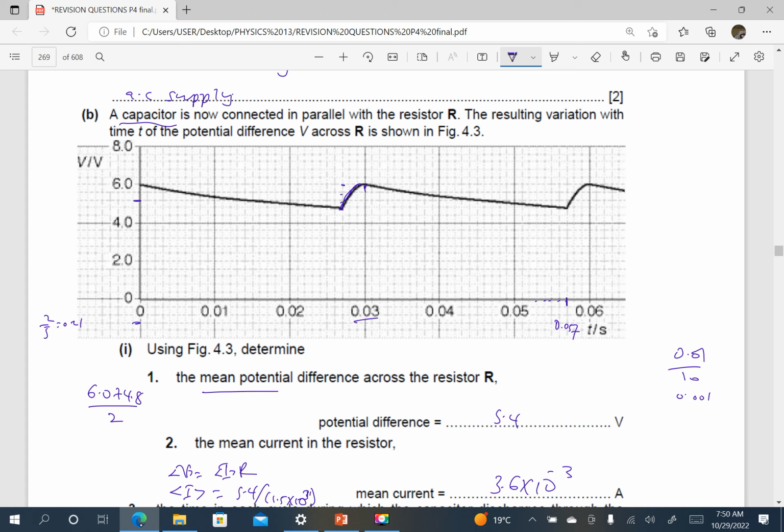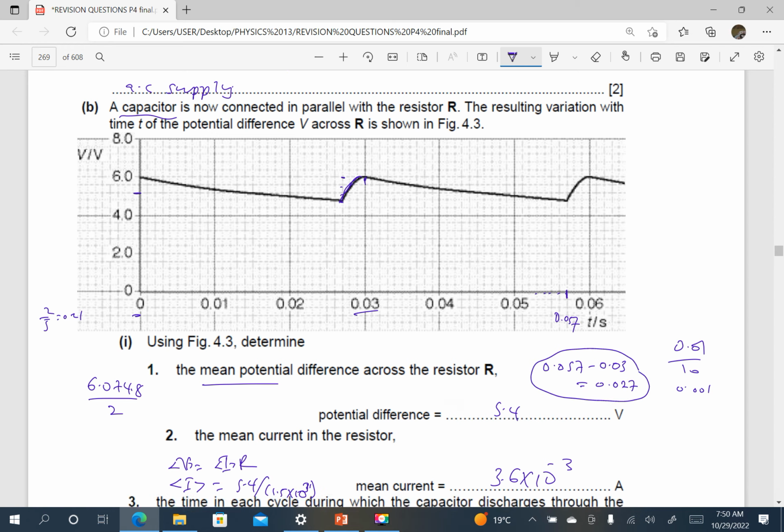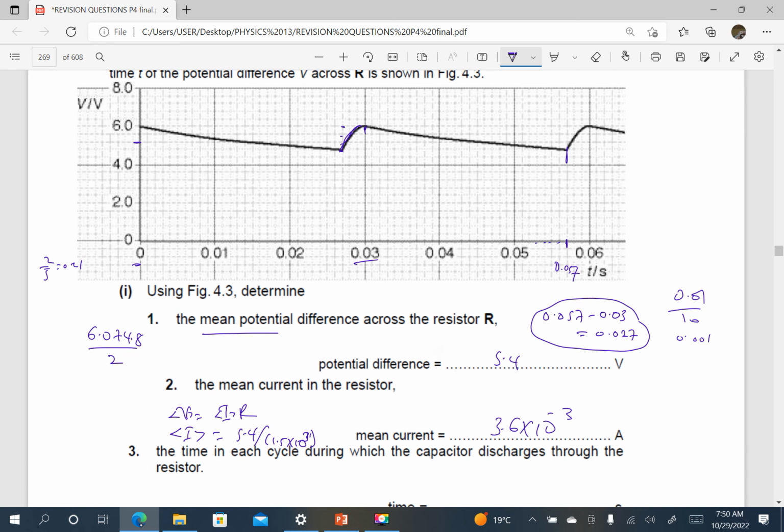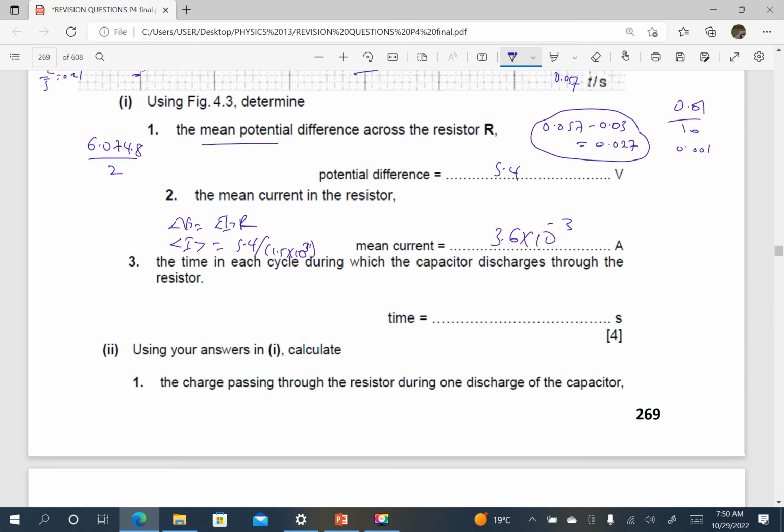0.057 here. So this is going to be 0.057 minus 0.037, which gives us 0.027. So the time for discharge is between this point here and this point here, that is discharge. Or you could check 0 to this point here, that is 0.027. So the time is 0.027 seconds.